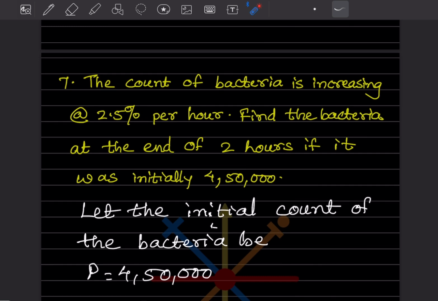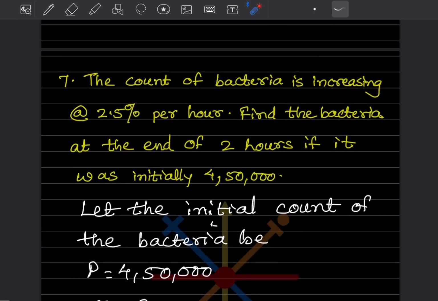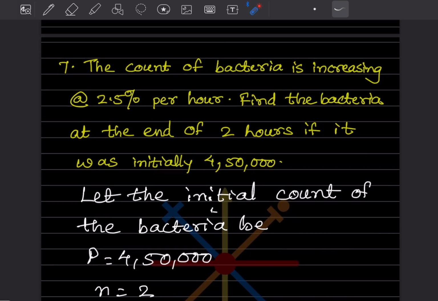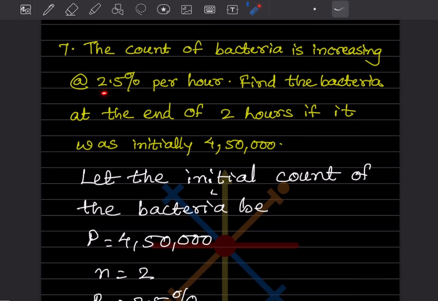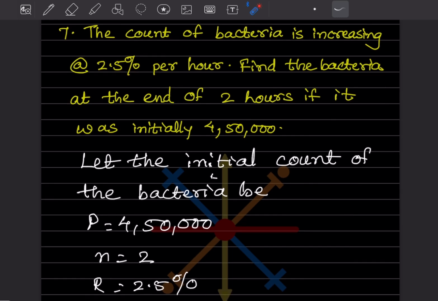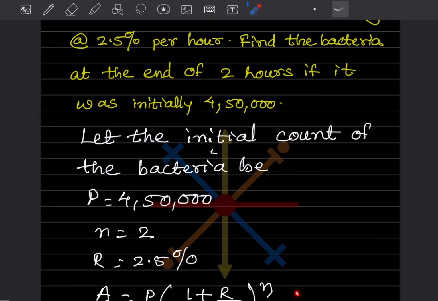So let the initial count of the bacteria be P. We'll consider that as 4 lakhs 50,000. And it is given for 2 hours, so n will be 2, and the percentage is 2.5. That will be the rate R, which is 2.5%.